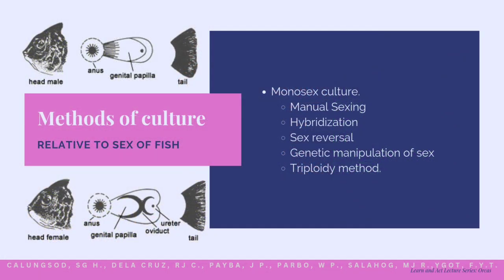For this topic, it's all about methods of culture relative to the sex of fish. So let's focus on monosex culture. There are many types of monosex culture. There are monosexing, hybridization, sex reversal, genetic manipulation of sex, and the triploidy method.